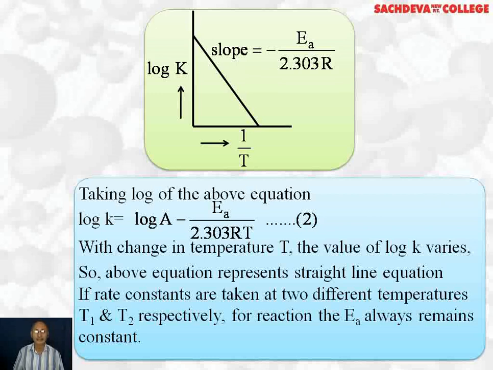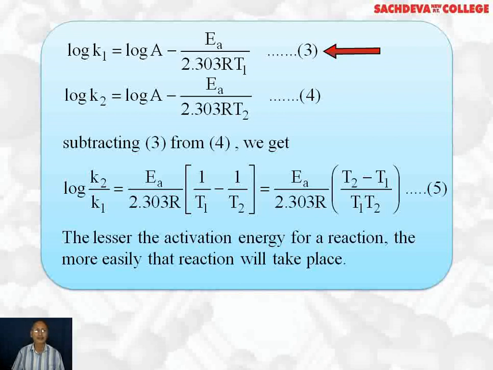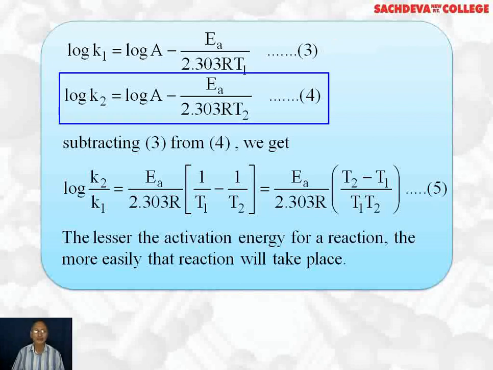If the rate constants are taken at two different temperatures, that is T1 and T2 respectively, for the reaction, the Ea, that is activation energy, always remains constant. Log K1 is equal to log A minus Ea over 2.303 RT1. Log K2 is equal to log A minus Ea over 2.303 RT2.